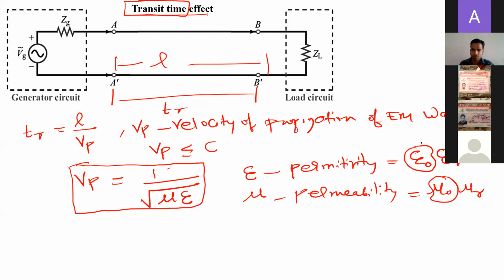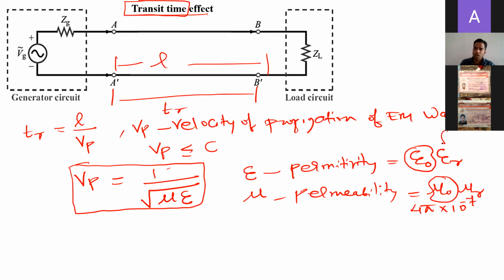8.856 into 10 to the power minus 19. 10 power how much? Minus 12. Minus 2. Fine. And what is mu naught? 4 pi into 10 raised to minus 7, right? 4 pi into 10 raised to minus 7.